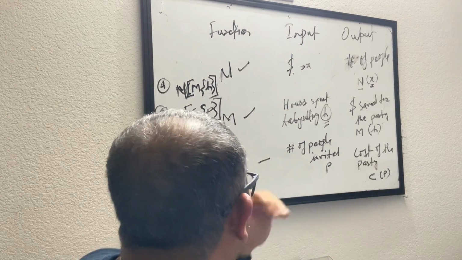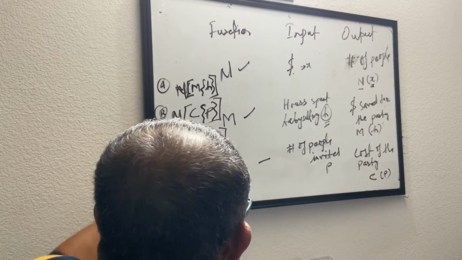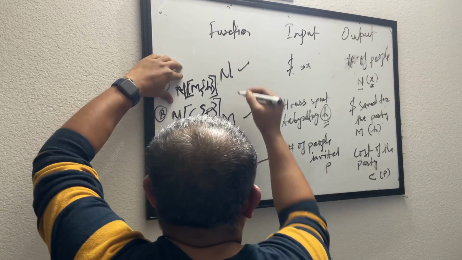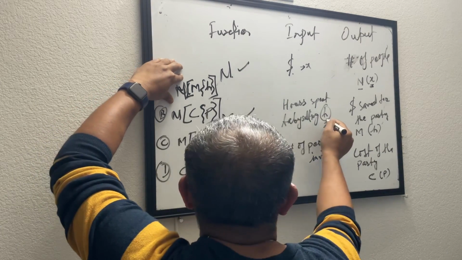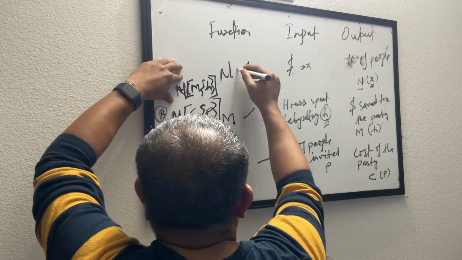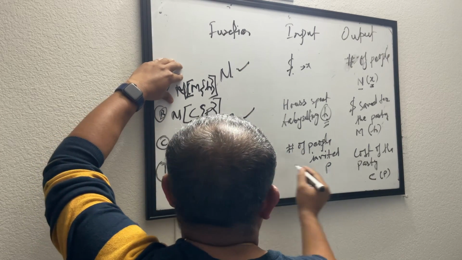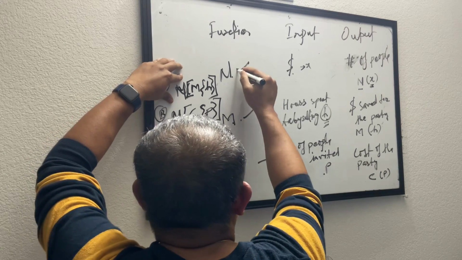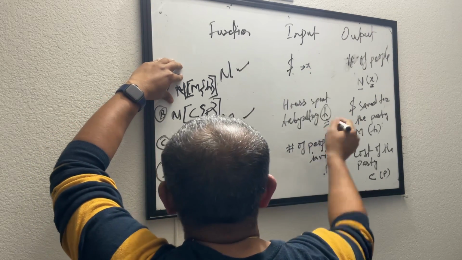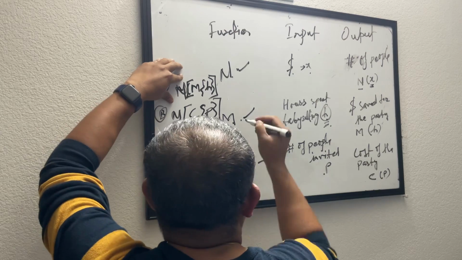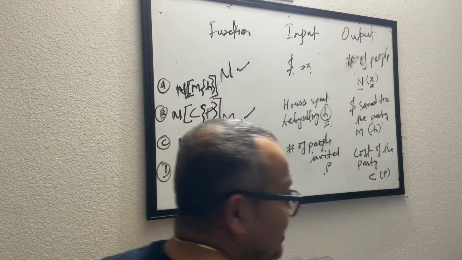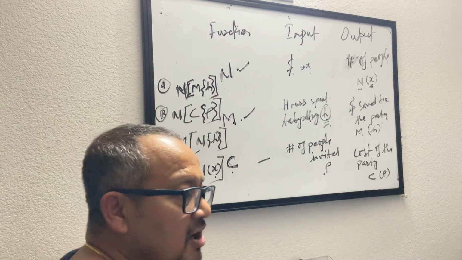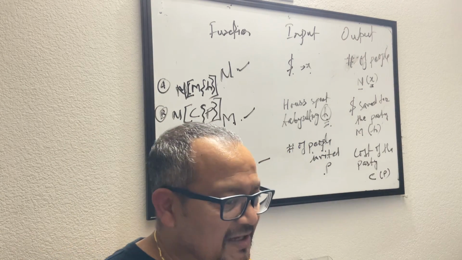So from these three functions, we are given four composite functions: n of m of h, n of c of p, m of n of h, and c of n of x. Which of these composite functions are practically relatable?